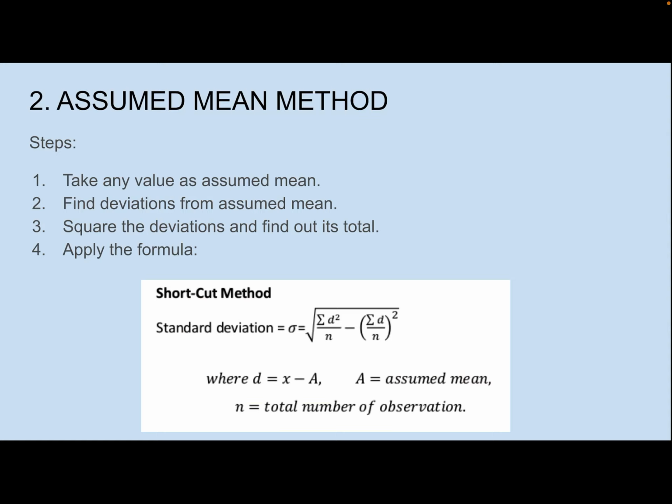Here the formula is a little bit different. As you can see, it's equal to under root of sigma d square upon n minus sigma d upon n whole square, where d is x minus a. A is your assumed mean and x is the values given to you in the question. Students, n is the total number of observations. Since we are talking about individual series and we don't have frequencies in individual series, n will always be equal to the number of observations, be it any method.